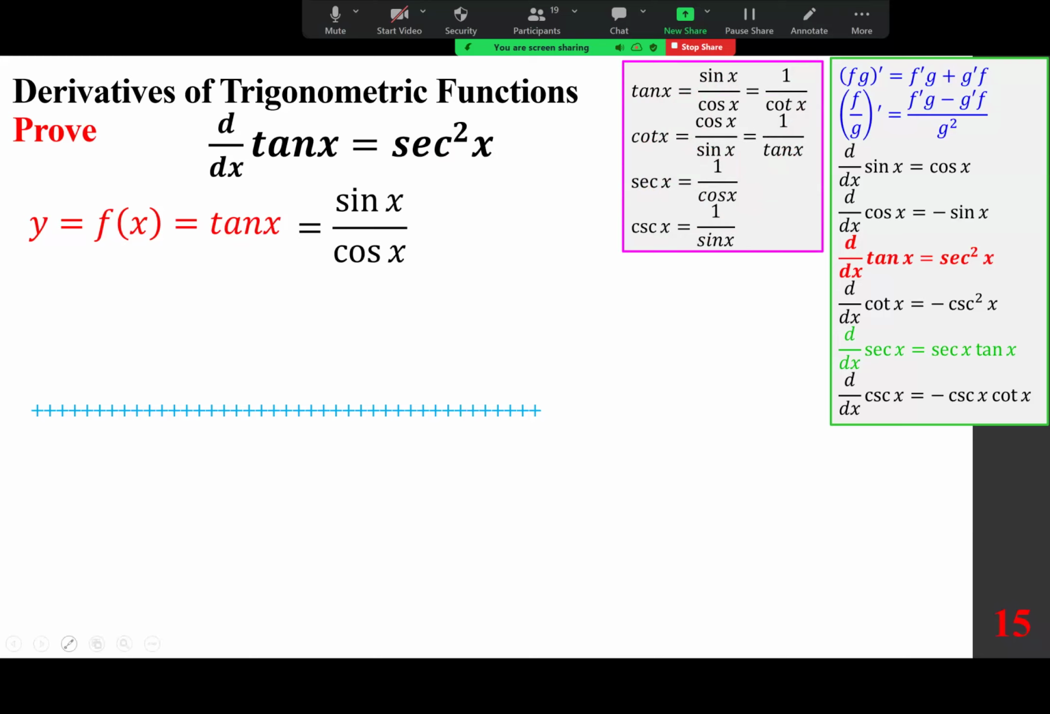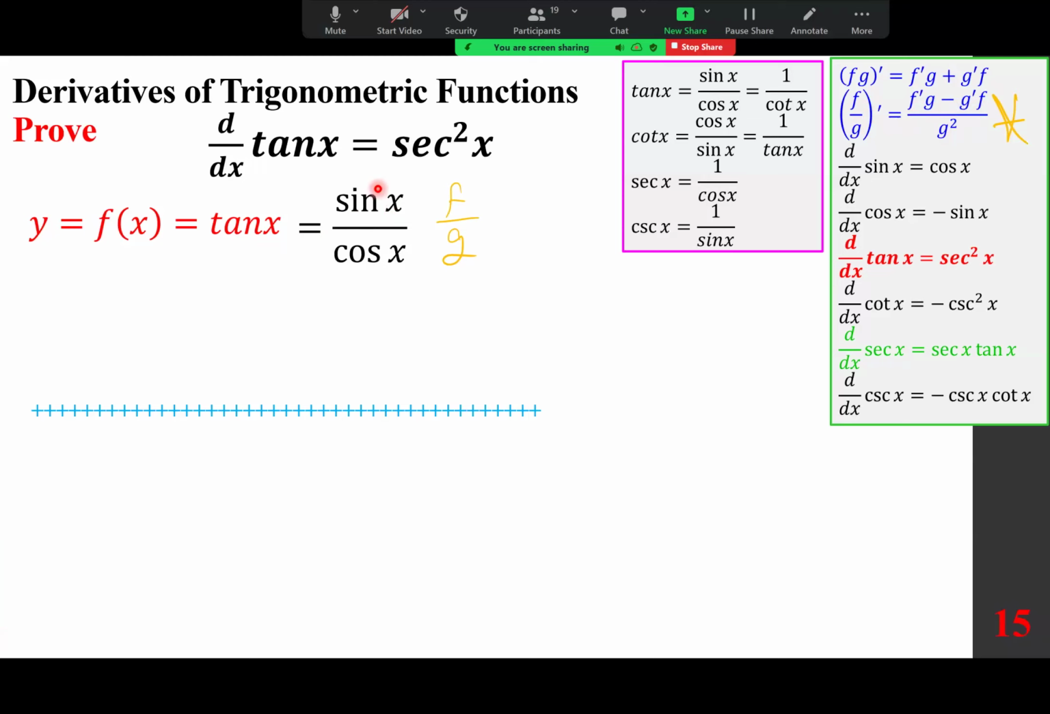I'm going to write f over g, and I'm going to use the quotient rule. So f prime g minus g prime f over g squared. Again, I can't emphasize this enough. The way I do the work, I write what I need, the formula from memory. I have to memorize it. And then I apply that.